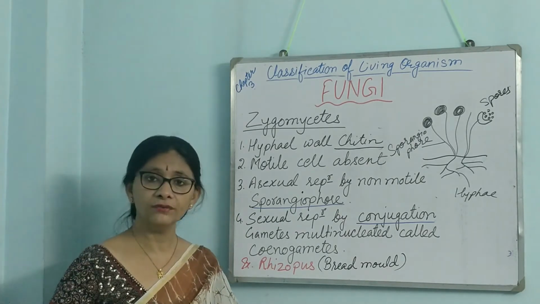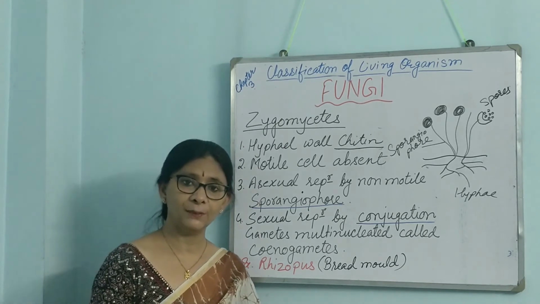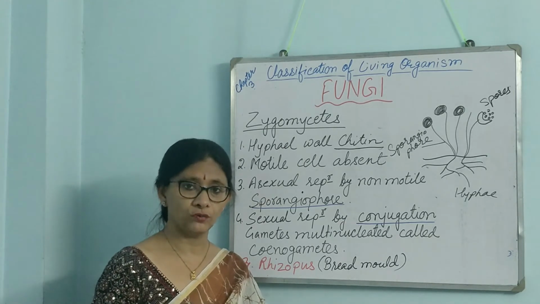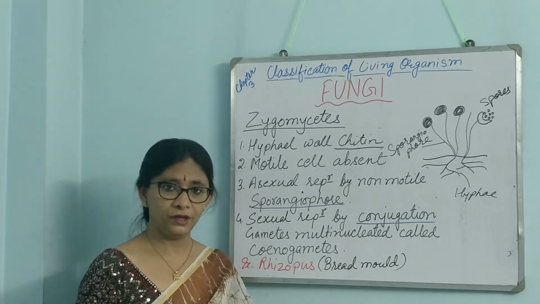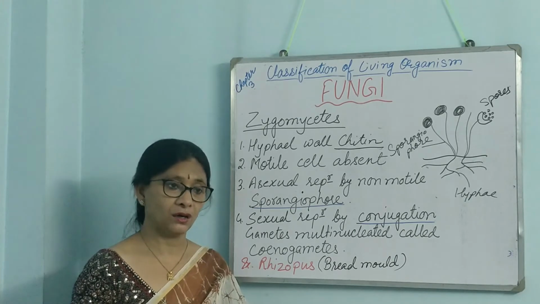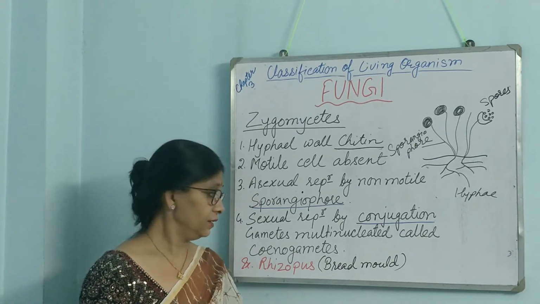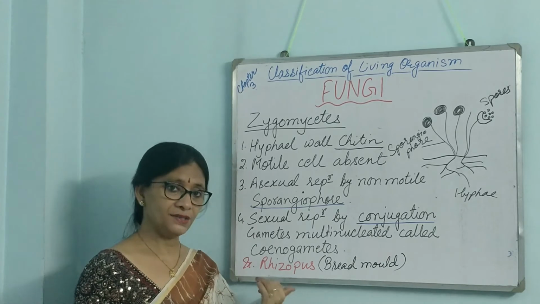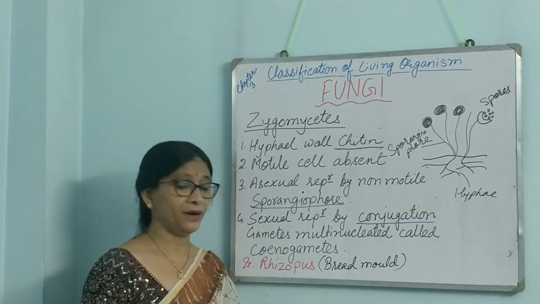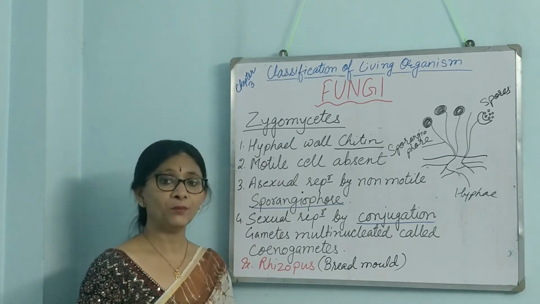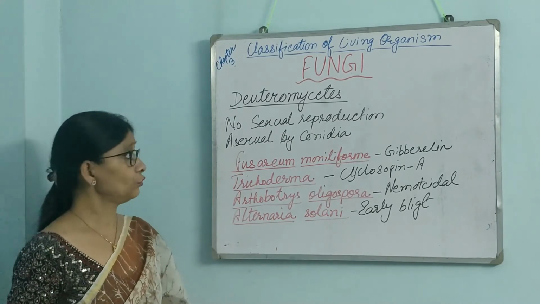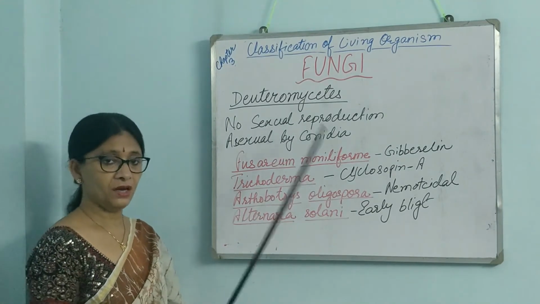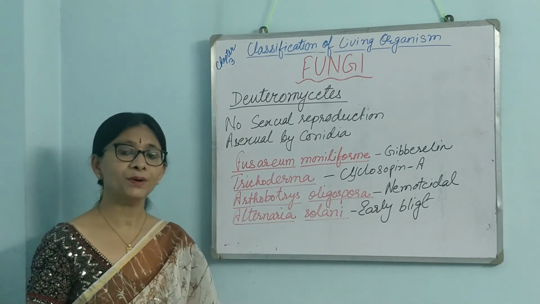You must have observed in bread many times, when we keep it outside, there is a fungal growth over it. Blue color, yellow color, black color, it depends on how many days it has been kept outside. So one of the fungi is Rhizopus. It is also called bread mold. So this was Zygomycetes. Our next group is Deuteromycetes, which is called Fungi Imperfecti.